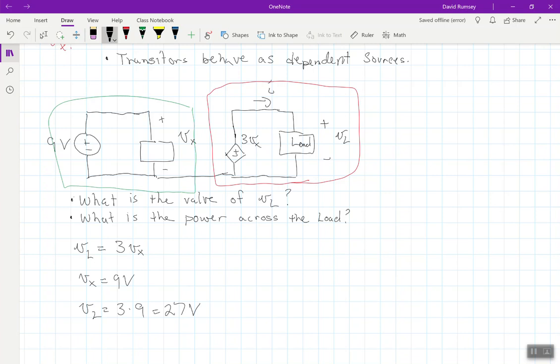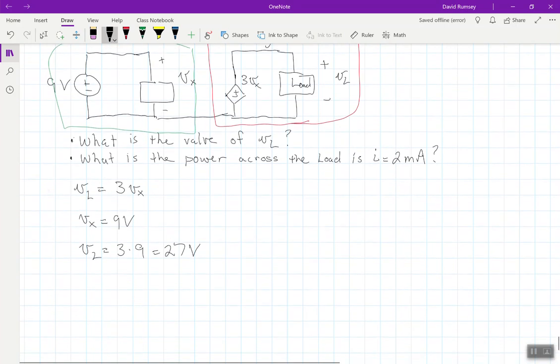Now make sure to include units on answers. That's always a silly way to lose a point, is to forget a unit. So what is the value of VL? That's part A, but I meant to add one thing here. If I equals 2 milliamps. Forgot to add that in there. I need to tell you what the current is.